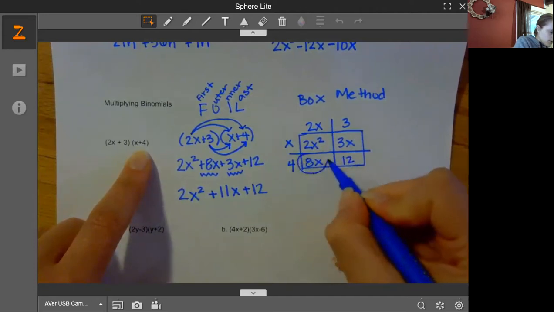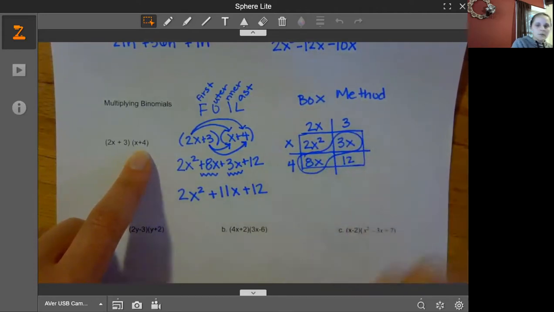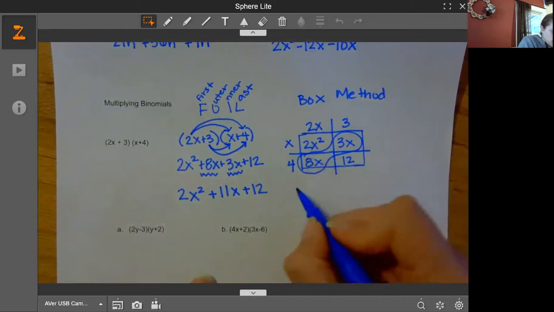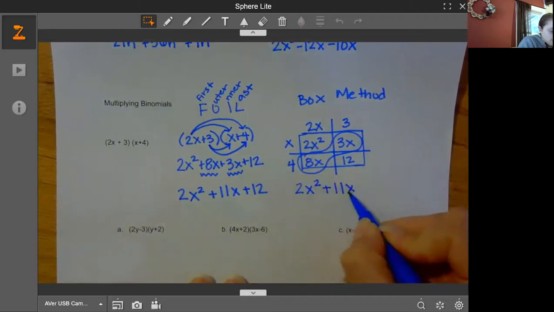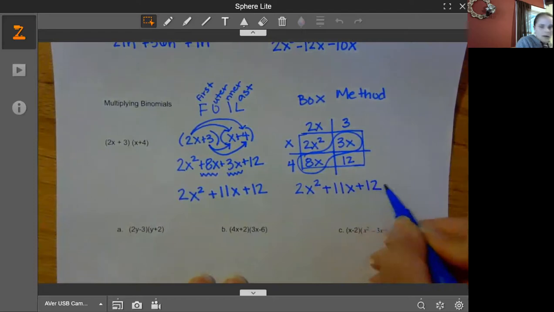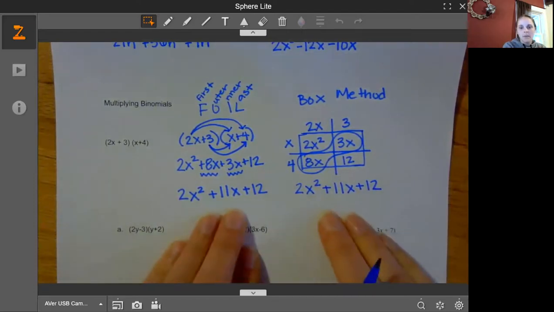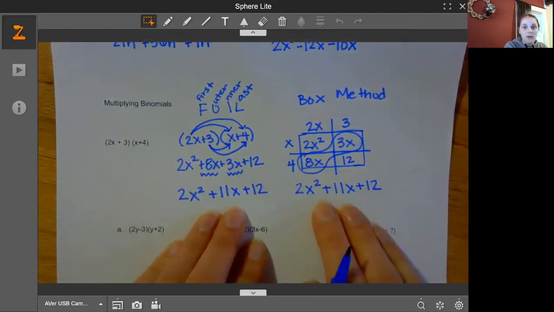Right, if you look right here in the middle, there are your like terms that you have to combine. So we keep 2x squared plus 11x plus 12. Okay, so either method that you prefer to use is fine. They will both give you the correct answer once simplified.